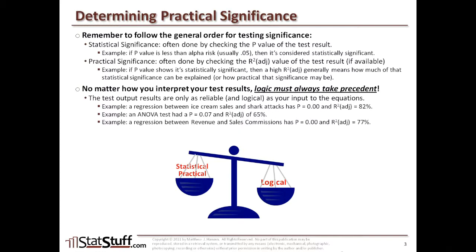Another example is a regression that might be between revenue and sales commissions that has a p-value of 0 and an r-squared adjusted of 77%. So we might think, hey, there's a relationship. Well, no duh, there should be a relationship between revenue and sales commissions. We would normally expect that as revenue increases, sales commissions are also going to increase. As revenue decreases, you're probably going to see a decrease in sales commissions paid out as well. So just understand that that's probably a test that you wouldn't need to run. You wouldn't need to do that kind of comparison, because we would expect there to be a relationship.